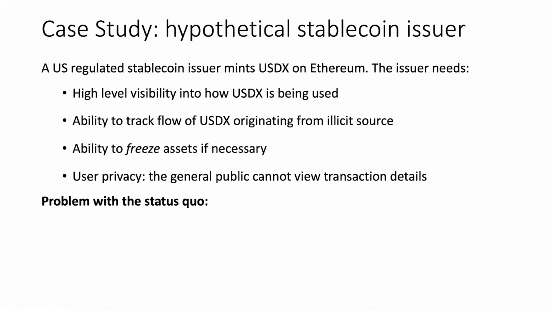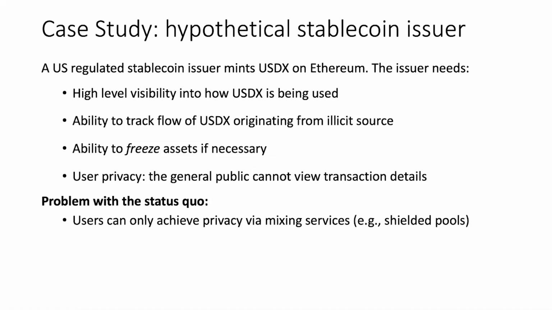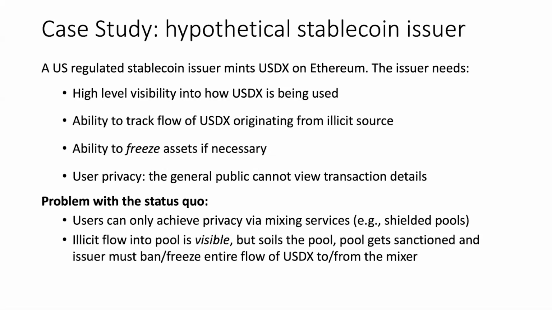The problem with the status quo is that users can only achieve privacy via mixing services like Tornado Cash, let's say, a completely shielded pool. That's fine for a while, but then there may be some illicit flow into the pool, which is visible, but then soils the whole pool, and the pool gets sanctioned. Now the issuer has to ban and freeze the entire flow of USDX from the mixer, and this is very high collateral damage to innocent users who are just using it for some level of privacy.